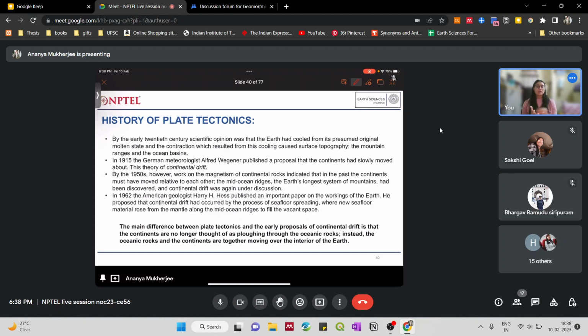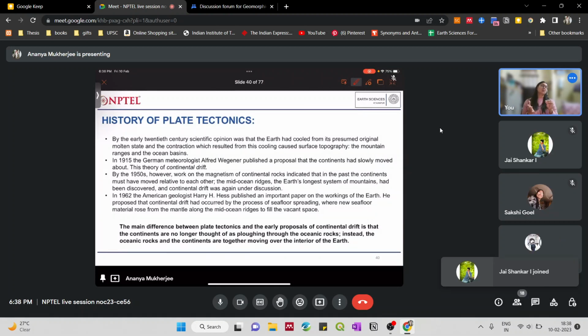Then in 1962, Harry H. Hess, he gave the entire process about the sea floor spreading, which is related to the mid-oceanic ridges forming. So he said that at the mid-oceanic ridges, the Earth's crust is breaking apart, but new mantle material is rising on top and it is building the Earth's crust. So this was the basis of the plate tectonics theory that came after the continental drift theory.